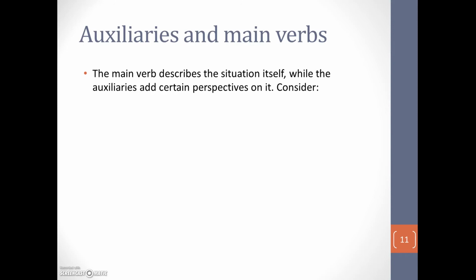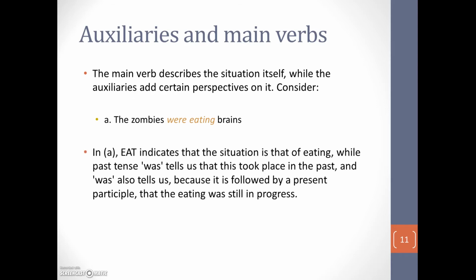So the main verb describes the situation itself, basically what is happening, the action, right? And auxiliaries then add certain perspectives on it. Now here we have an example: the zombies were eating brains. So we can see that eat indicates that the situation is that of eating. Okay, this is the action that's being described.